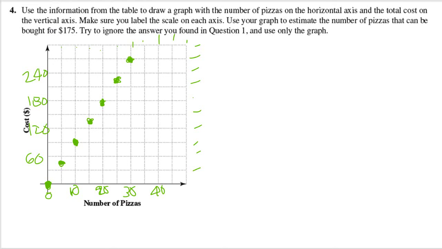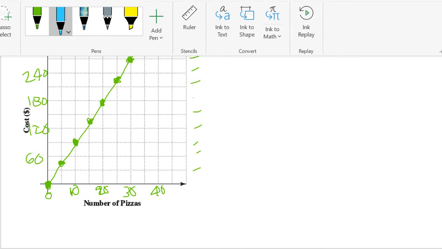So make sure you label the scale on each axis. Use your graph to estimate the number of pizzas that can be bought for 175. Try to ignore the answer you found in question 1. Use only the graph. So I've got my line here, and I'm amazed at how straight I drew that. We're now going to use our graph.